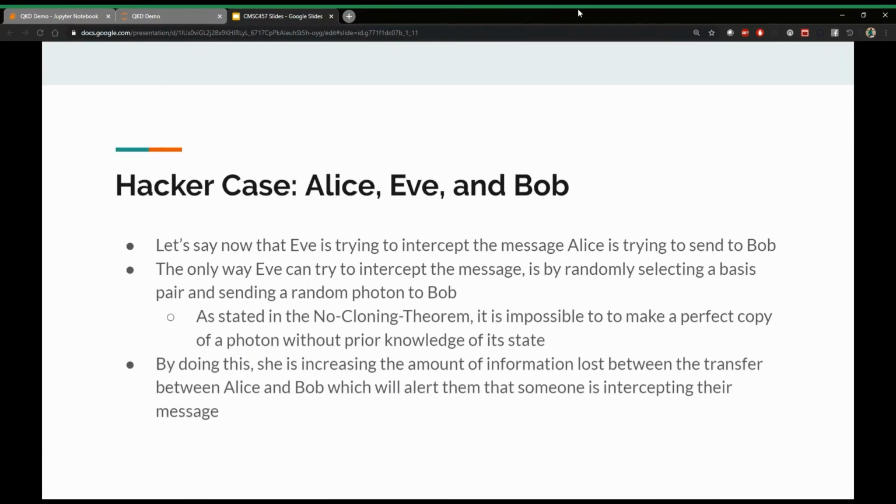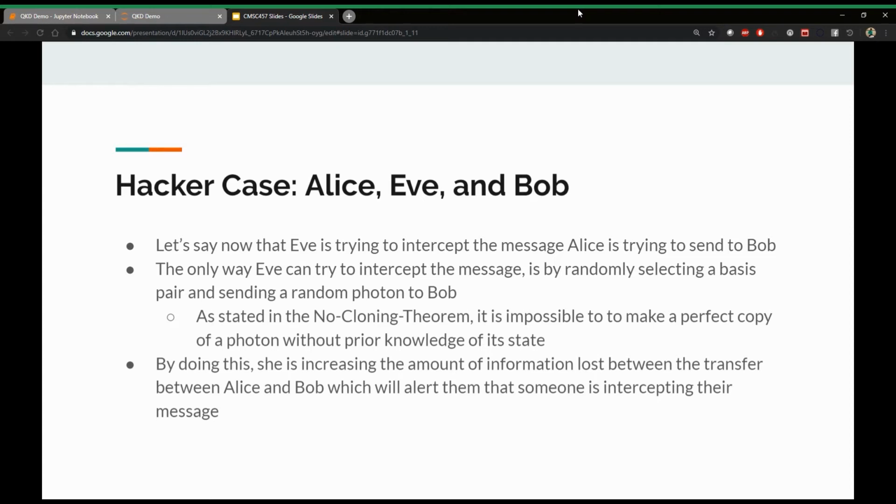Now let's go back to our slides and look at what would happen if someone were trying to intercept it. Now let's say Eve is trying to intercept the message Alice is sending to Bob. The only way Eve can even try to intercept the message is by randomly selecting a basis pair and sending a random photon to Bob.